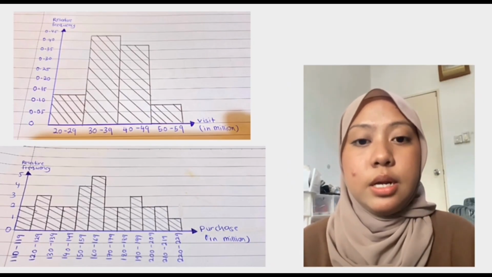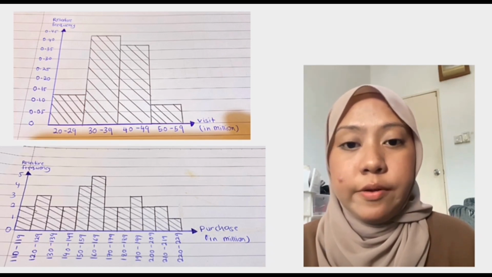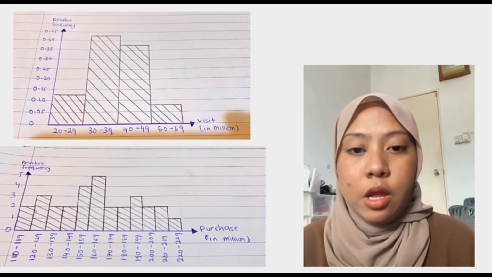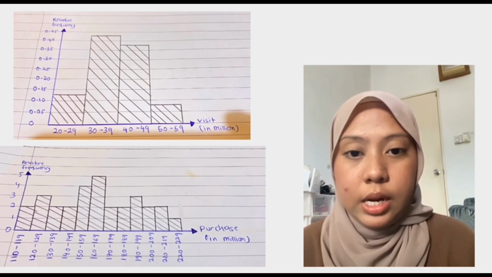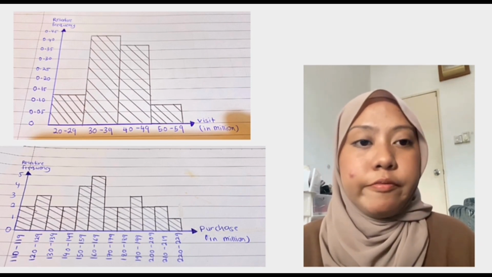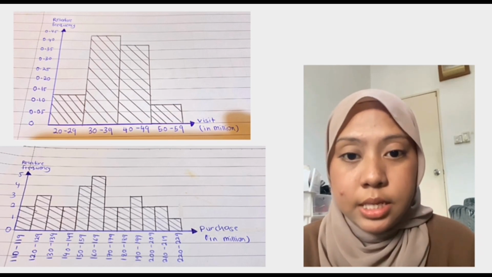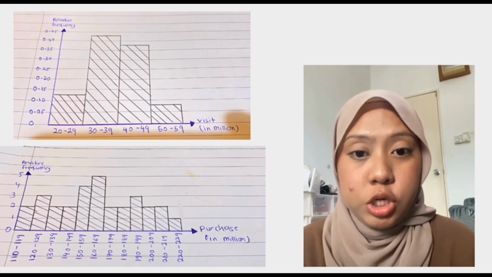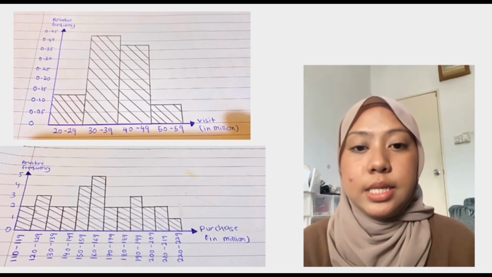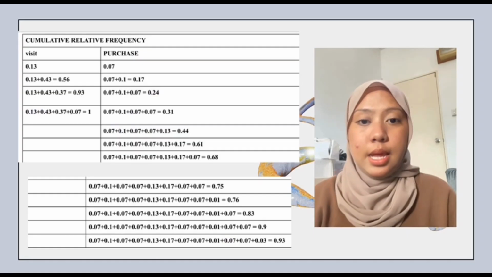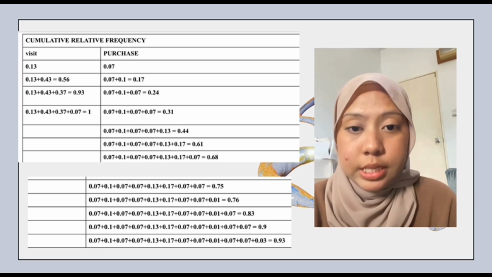So this is the relative frequency graph. This is for the visit graph and the purchase graph. For the relative frequency graph, you can use the histogram. On the X axis, you can label purchase or visit, and on the Y axis, you can label relative frequency. Next, as you can see, this is the cumulative relative frequency table.